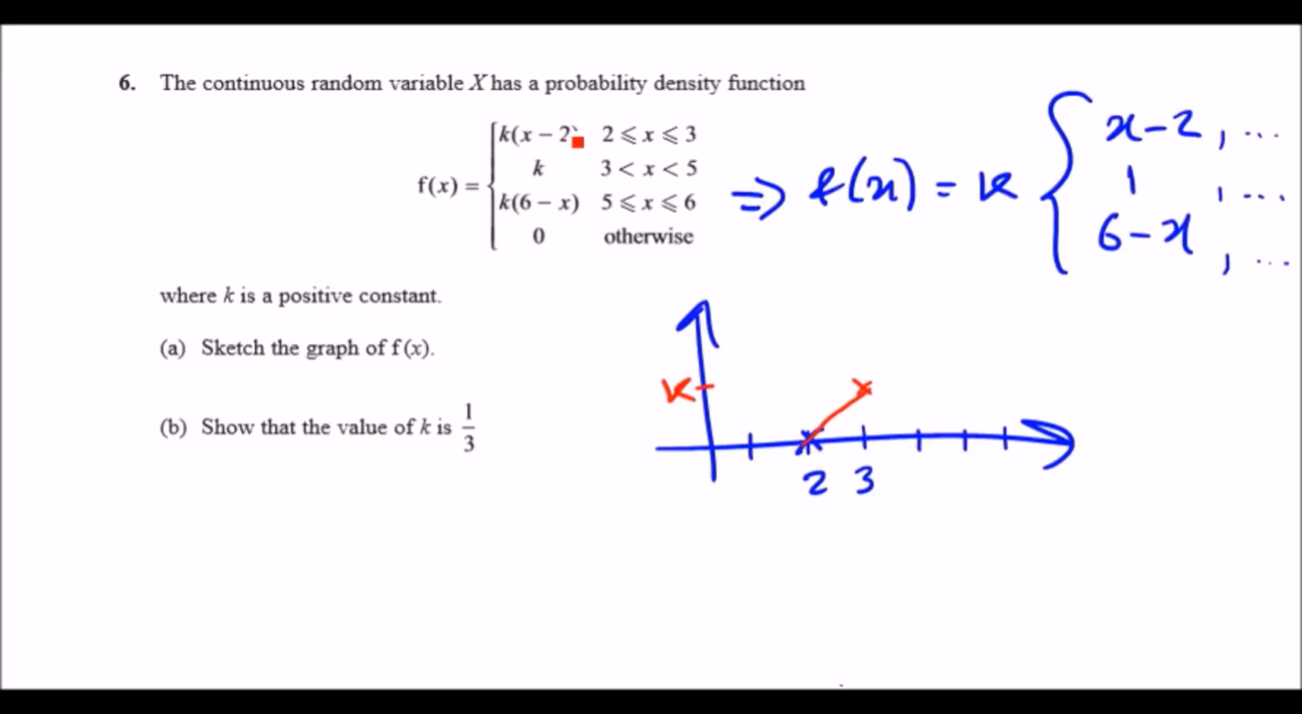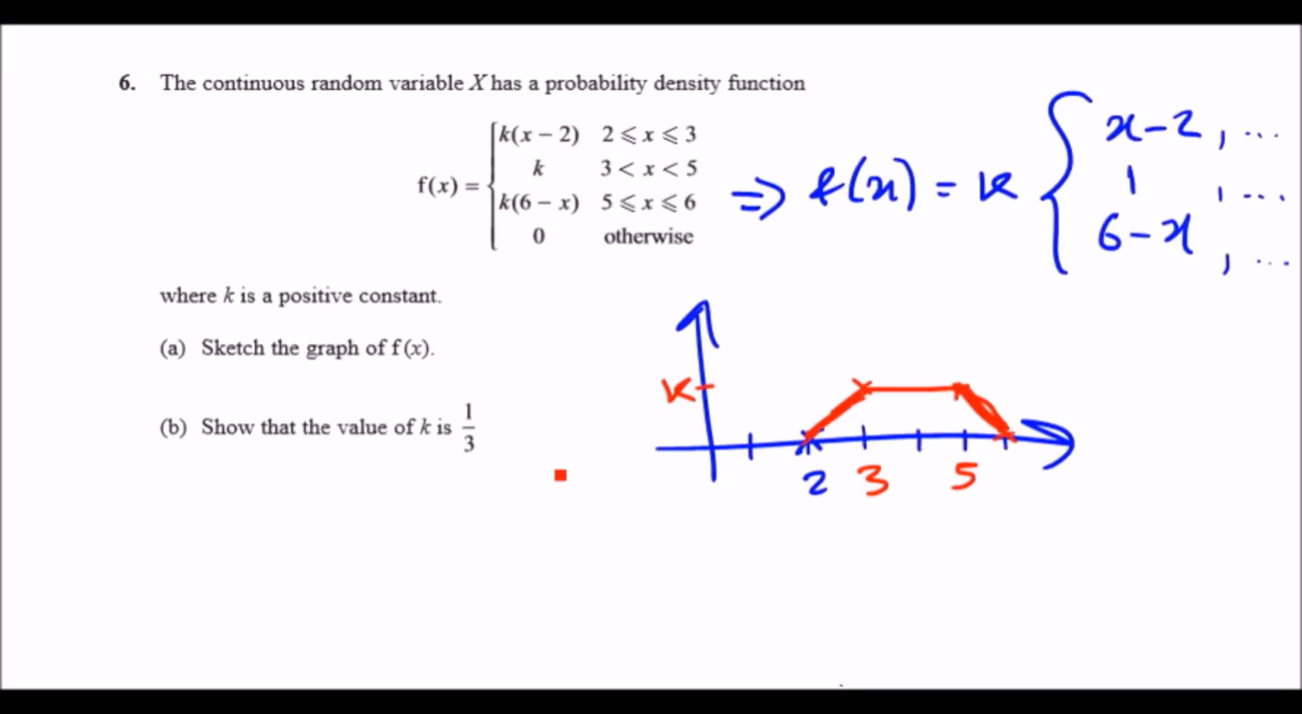So now we're going to move on to 3 to 5. This appears to be a straight line of 1 or k. So this is just a straight line going all the way to 5. So that's quite easy. Now let's have a look at the last one. So this is 6 minus x. We can say when x is 5, we get 6 minus 5, which is 1. So 1 times k is k. So that's fine, same place. When you put 6, you get 0. And that's it, guys. That's literally it. You get a shape of a trapezium. Now, yeah, a lot easier than it looks.